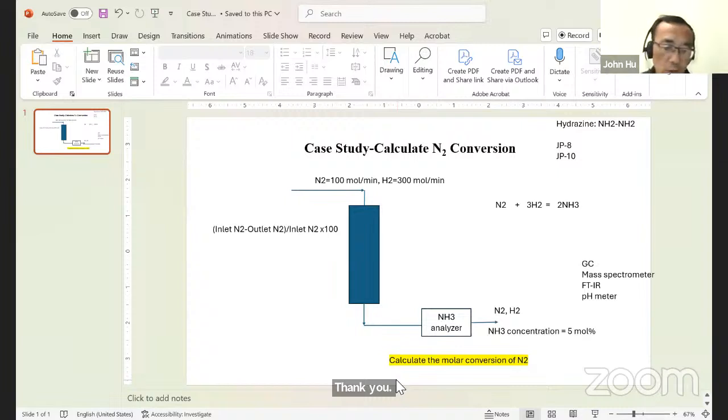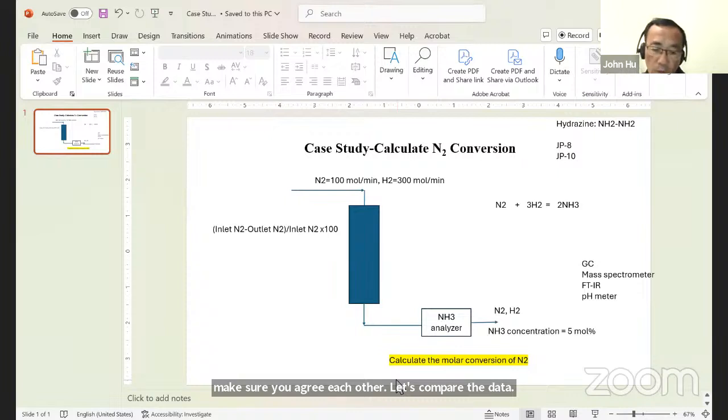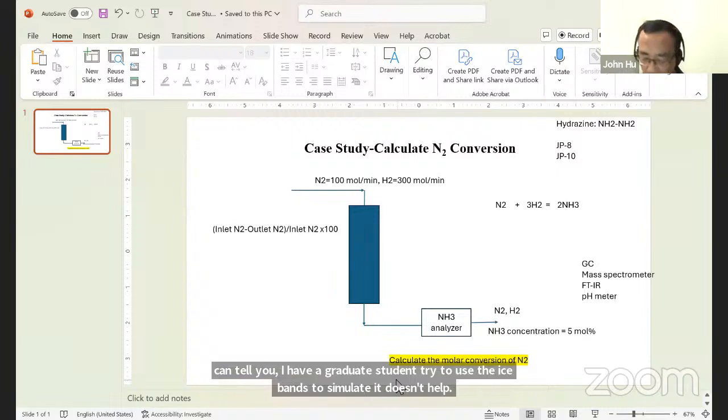You can talk to each other. Make sure you agree with each other. I will show you my calculation, but you make sure you agree with each other. Let's compare the data. I had a graduate student try to use Aspen to simulate. It doesn't help. You have to calculate by hand.